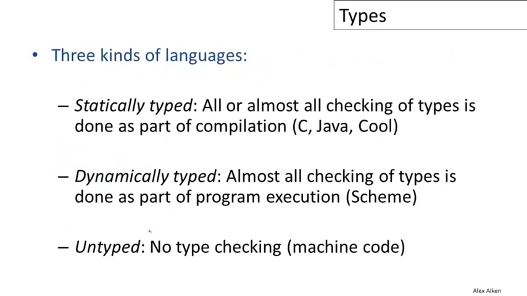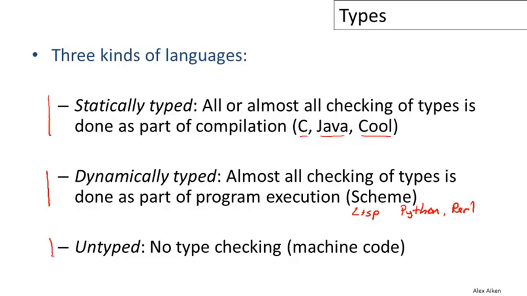Today, programming languages fall into three different categories with respect to how they treat types. There are the statically typed languages, where all or almost all of the checking of types is done as part of compilation. And Cool is one of these, and other languages that you've probably seen, like C and Java, are also statically typed. Then there are the dynamically typed languages, where almost all of the checking of types is done as part of program execution. And the Lisp family of languages, like Scheme and Lisp itself, are in this category, as are languages like Python and Perl. And so you probably used or heard of at least some of those languages.